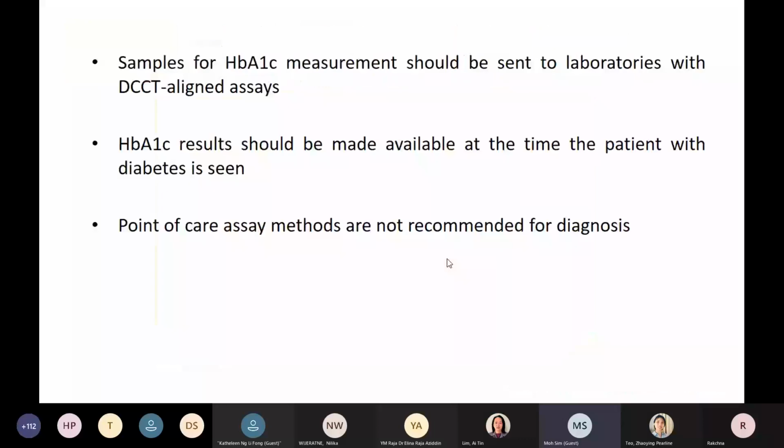Hence, samples for HbA1c measurements should be sent to laboratories with DCCT-aligned assays, because these are standardized assays. HbA1c results should also be made available at the time the patient with diabetes is seen. The reason for this is that if you make the HbA1c available at that point, you are able to not only educate the patient on lifestyle changes and lifestyle goals, but you're also able to change the treatment at the same time. Point of care assay methods for HbA1c are not recommended for diagnosis.